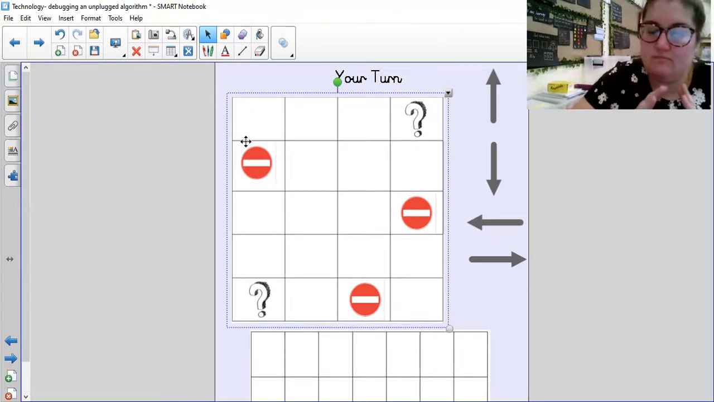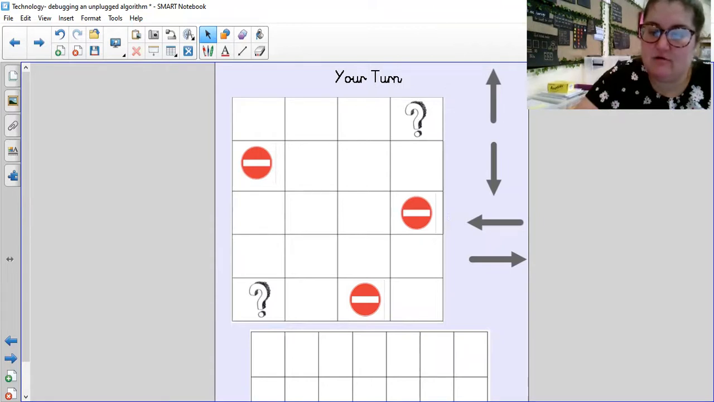So that's already making your algorithm a little bit more complicated, which is what we want, okay? And then you're going to create an algorithm which is incorrect. You could ask your parent to create an incorrect one, and then you can debug it. So I hope you have lots of fun debugging those algorithms.